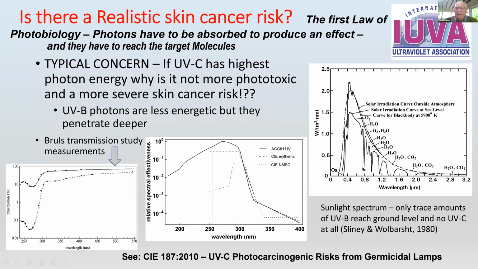The spectrum on the right is the solar spectrum on Earth. And as you can see, the UVC is well blocked by the ozone layer in the stratosphere, and only trace amounts of UVB reach the Earth, but that's our only real known risk for skin cancers by optical radiation.